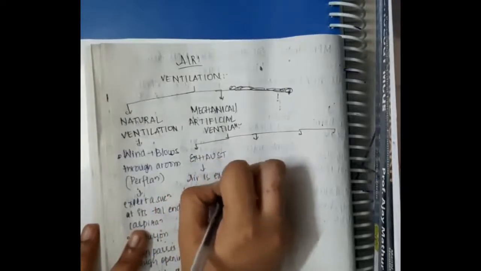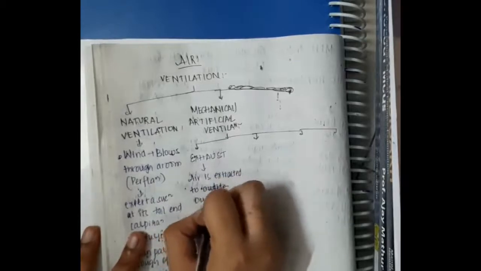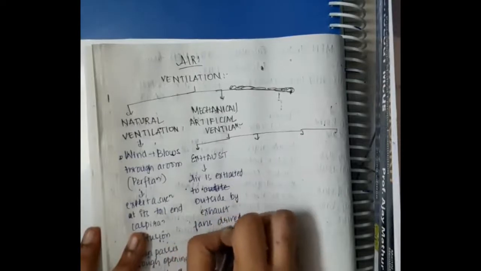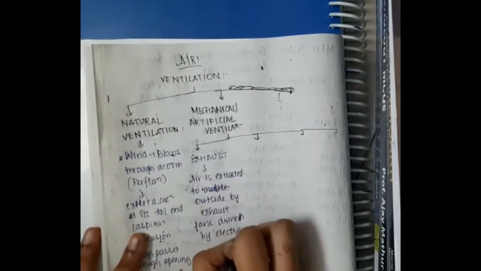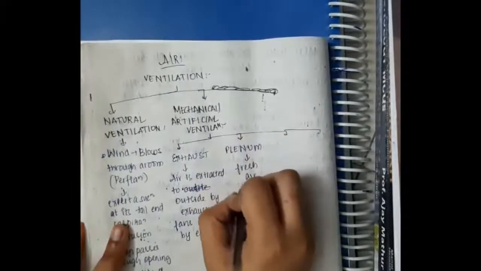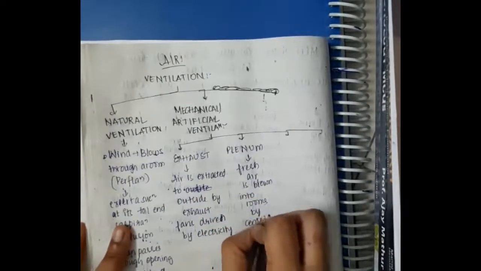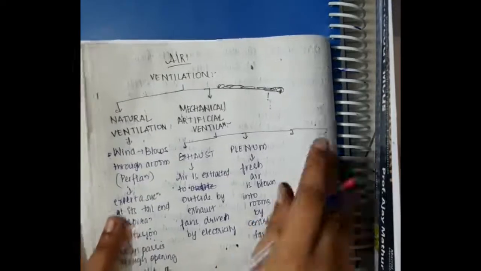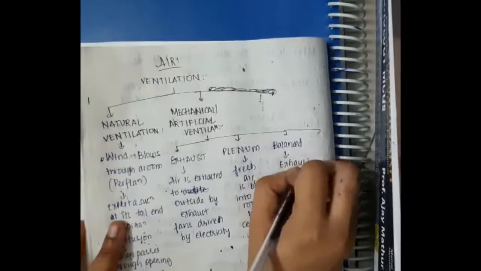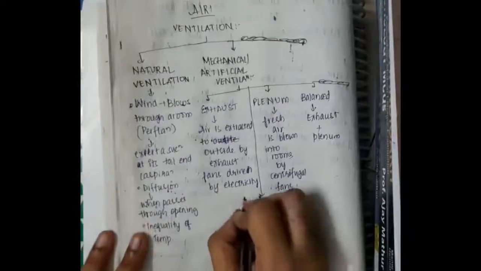In exhaust ventilation, air is extracted to outside by an exhaust fan driven by electricity. With the help of exhaust fans, the air is pushed out. These exhaust fans are present in bathrooms mostly. Then we have plenum ventilation. In plenum ventilation, fresh air is blown into the room by centrifugal fans. Balanced ventilation is both exhaust plus plenum ventilation together.